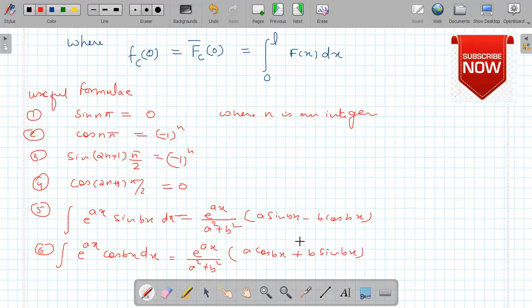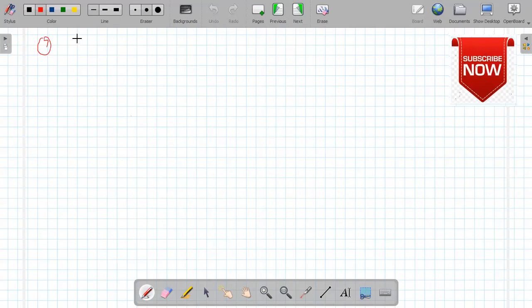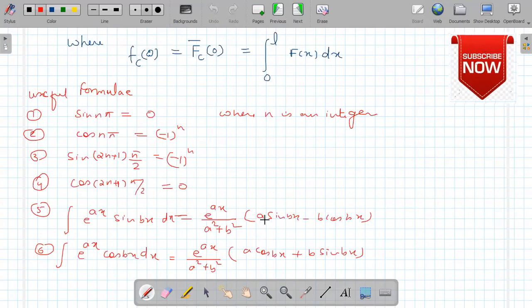And if I have this type of integration, e raised to the power minus ax sin(bx), and if I have the limit 0 to infinity, in this case it will come out to be b upon a square plus b square, because if you put minus a here, this a will be replaced by minus a everywhere.